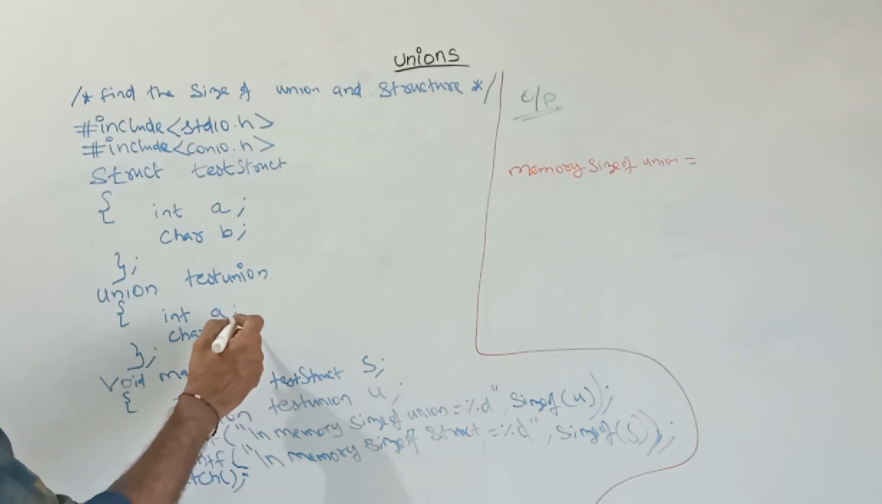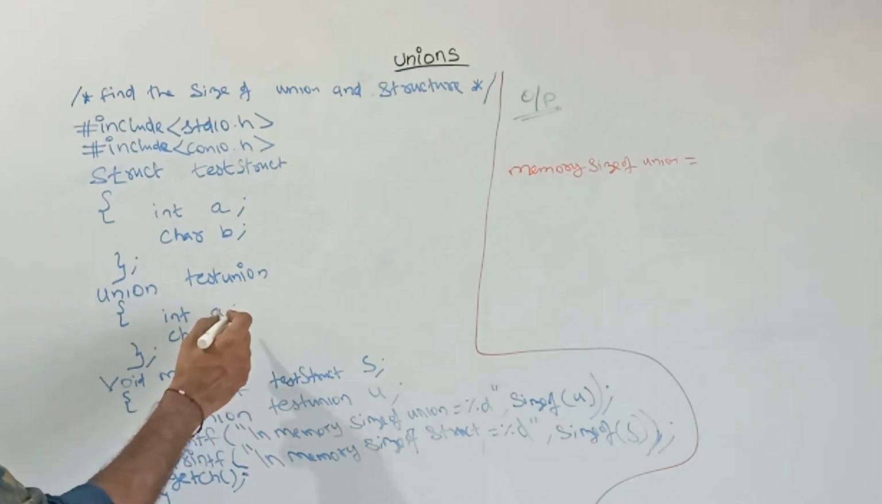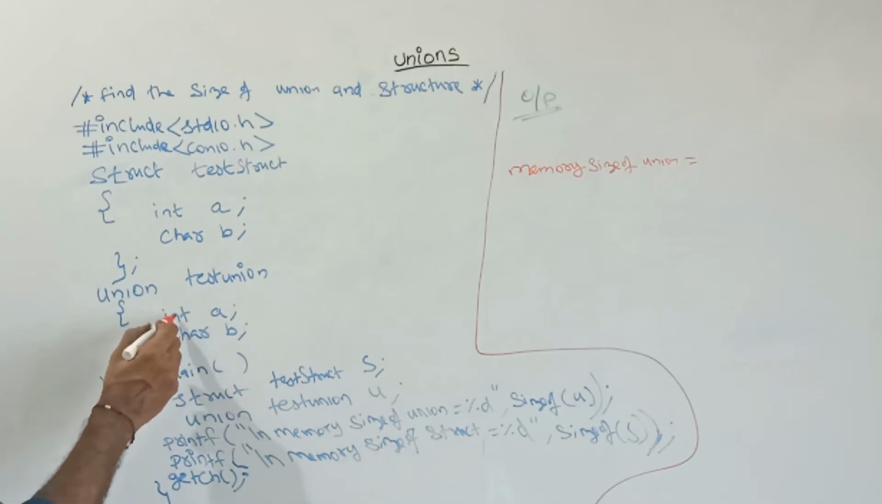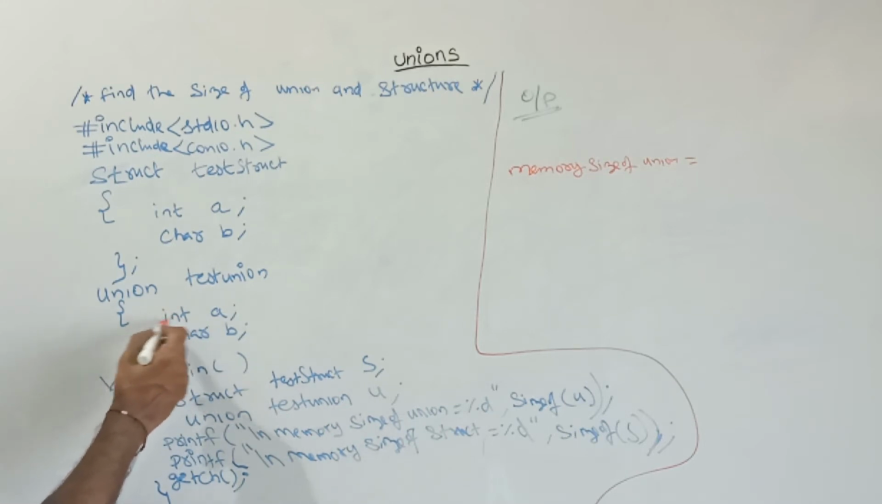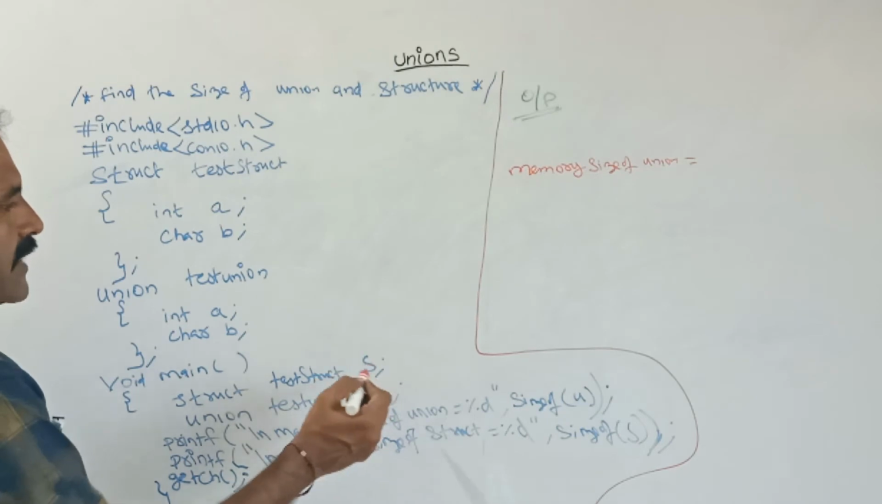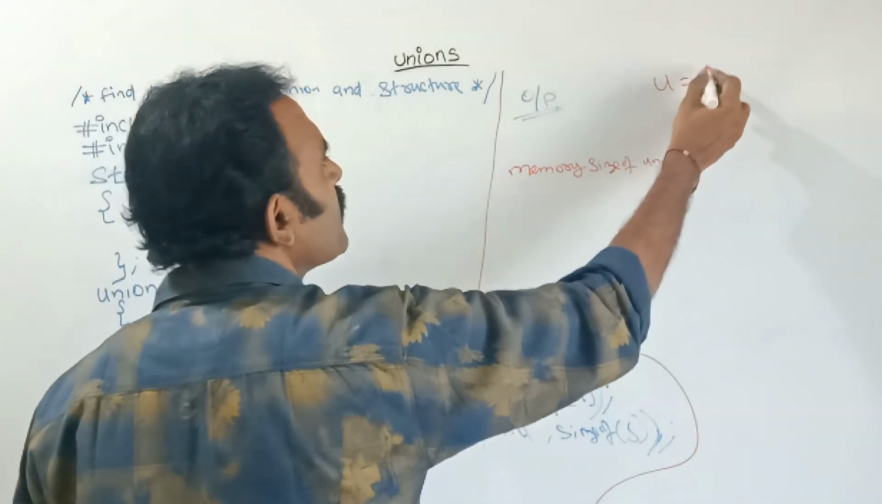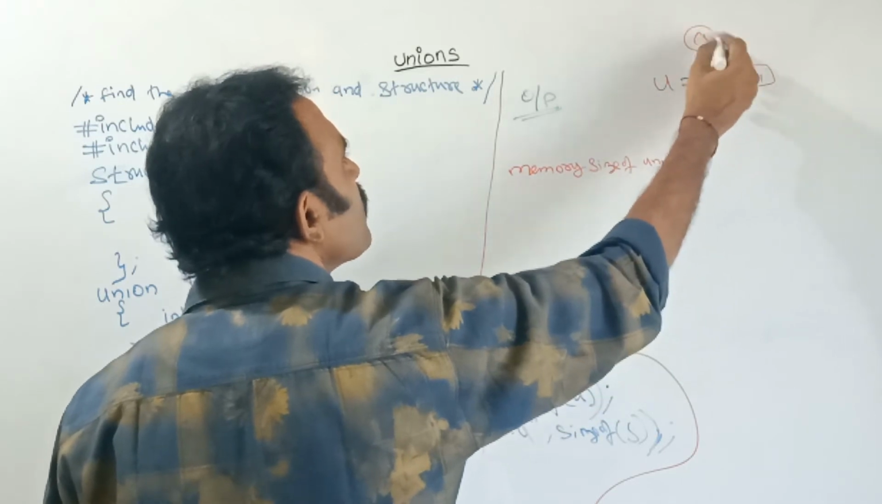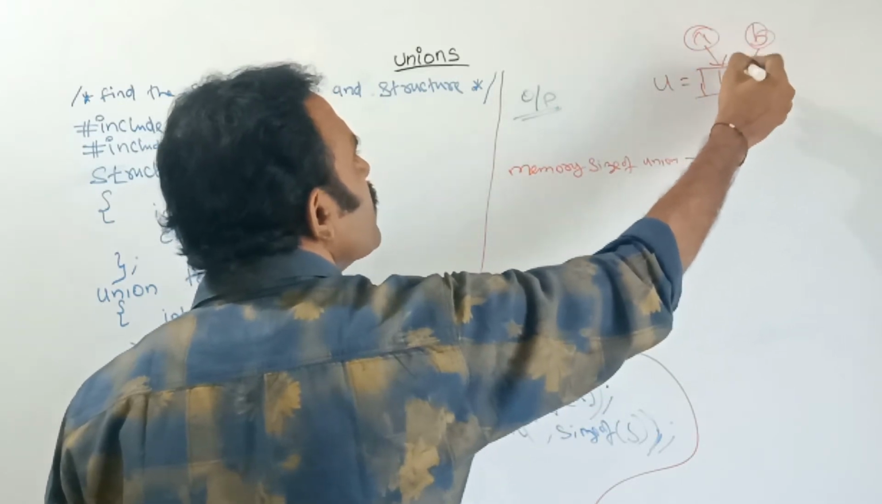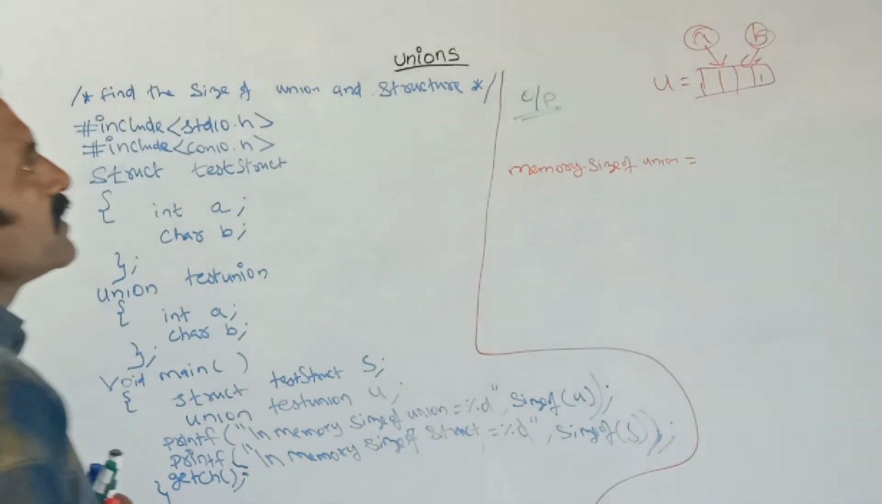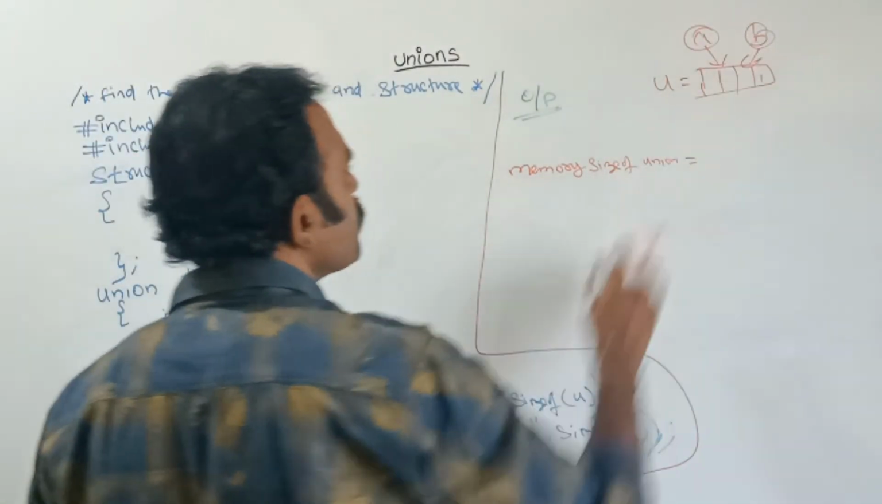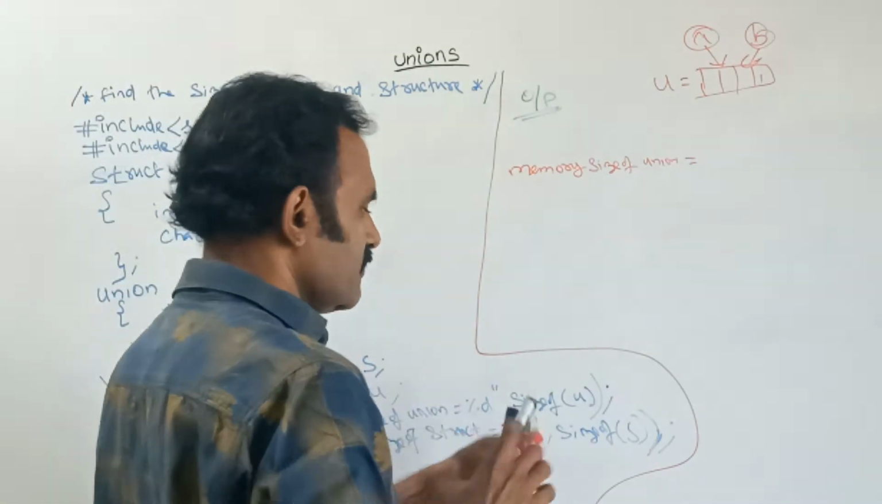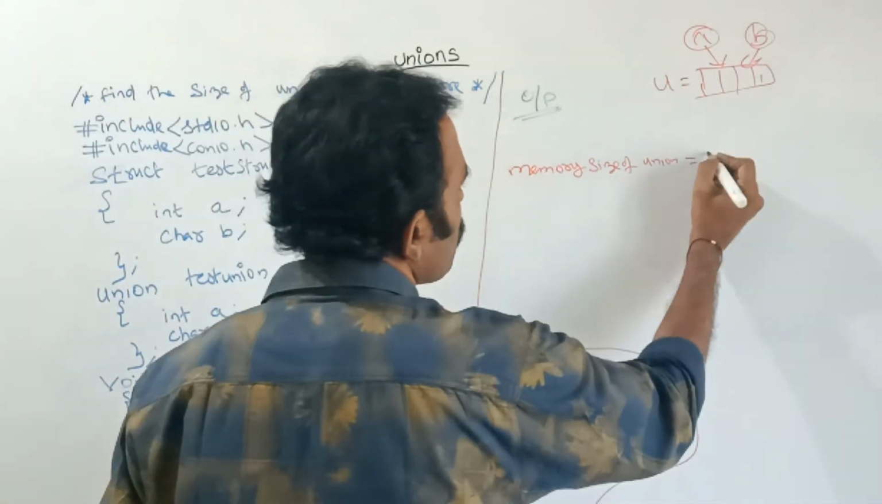After that, for the union, among the members in the member list, the biggest memory space will be allocated. Here character and integer, integer is the biggest one because it has by default 4 bytes, character a single byte only. So these 4 bytes were allocated for the union variable. So u is equal to 4 bytes. These 4 bytes are used for A and B. For both union members, the same space is used. So what will be the result? The result will be printed as 4.